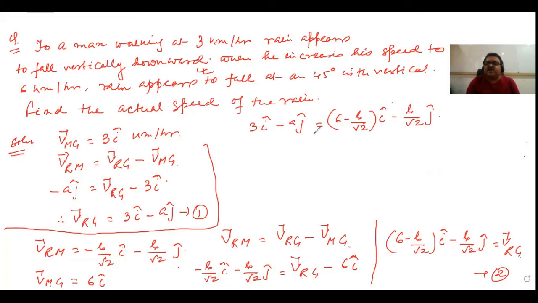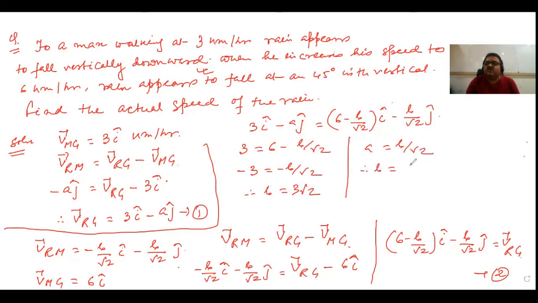Now comparing i cap with i cap, j cap with j cap. If I compare, 3 equals 6 minus b by root 2. If I take it to that side, this would be minus 3 equals minus b by root 2. Therefore, b is equal to 3 root 2. Now, if I compare j with j, a equals b by root 2. Therefore, b equals a root 2. And b equals 3 root 2 and a root 2. So, a is equal to 3.